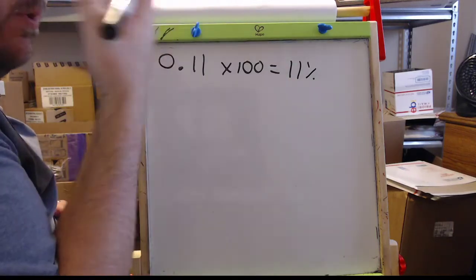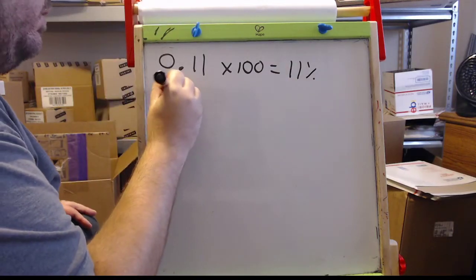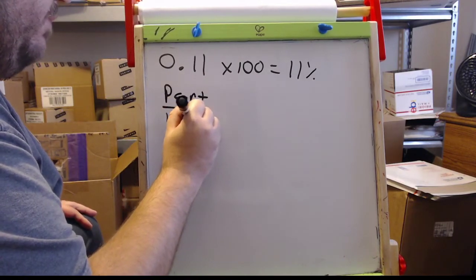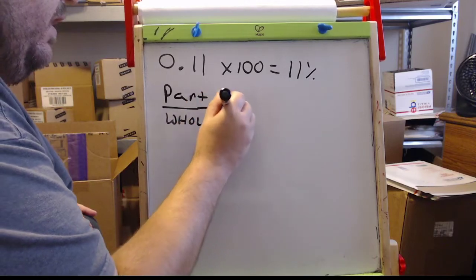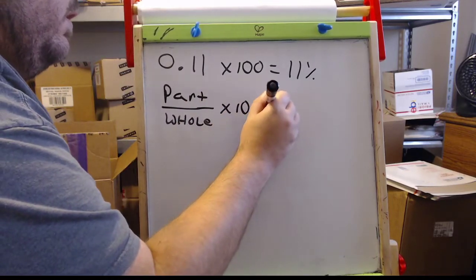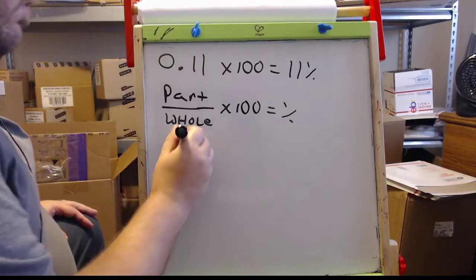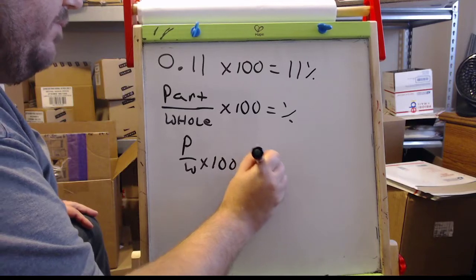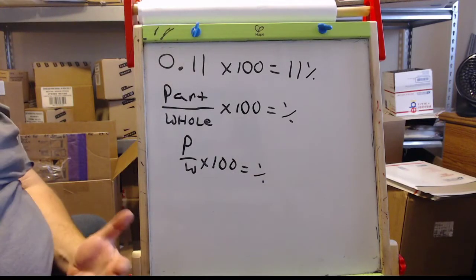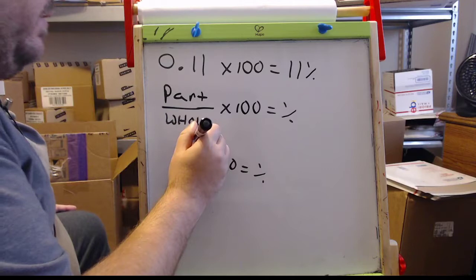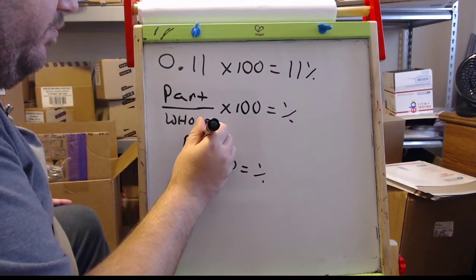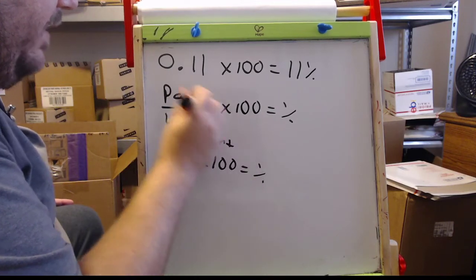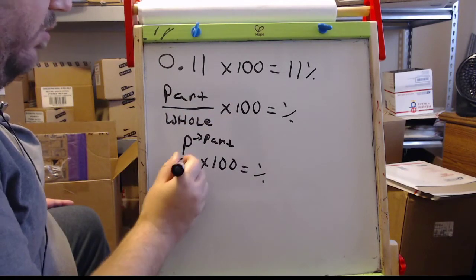The formula for percentage is part divided by the whole, times 100 gives you the percentage. Or you usually see P over W times 100 equals the percent. So remember, your percentage is really a decimal times 100. The part is how many of the certain thing you're looking for. And the whole is the total.